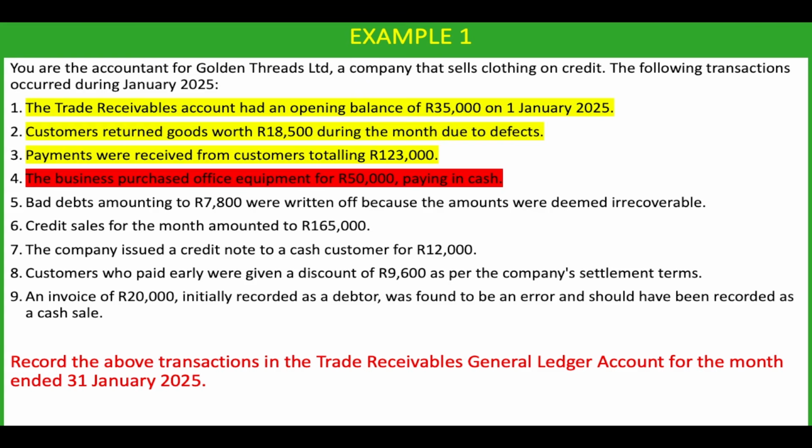So bad debts goes on the credit side, and I hope you knew that already, because as I mentioned at the beginning, trade receivables is an asset account, increases on the debit side and decreases on the credit side.